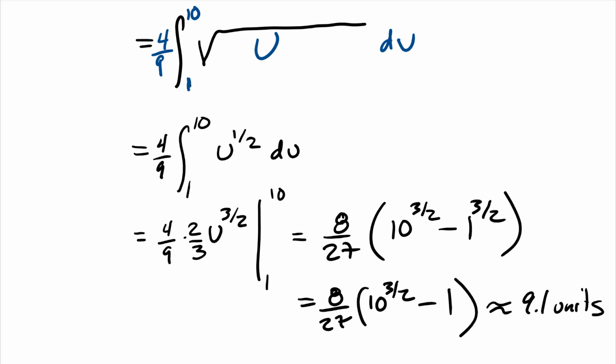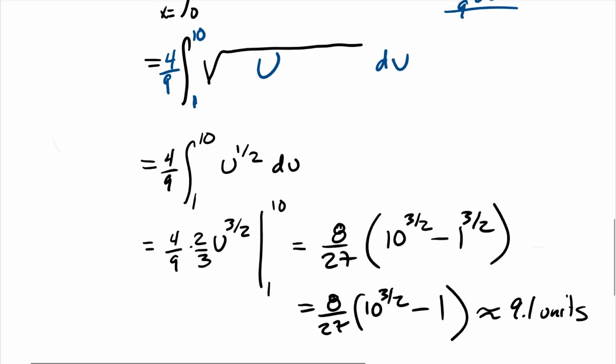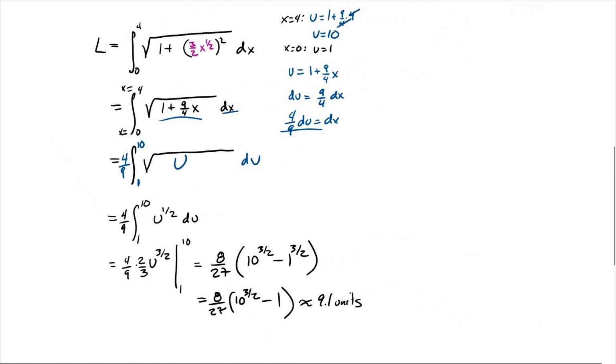But this gave us the length of a curve. So don't expect your answers to turn out to be like 7 or 4. I mean, sometimes we can get lucky and get clean answers, but typically not so much.